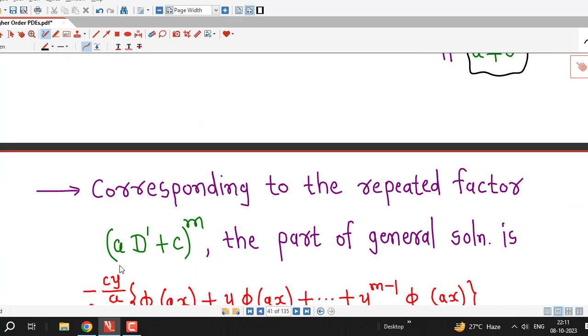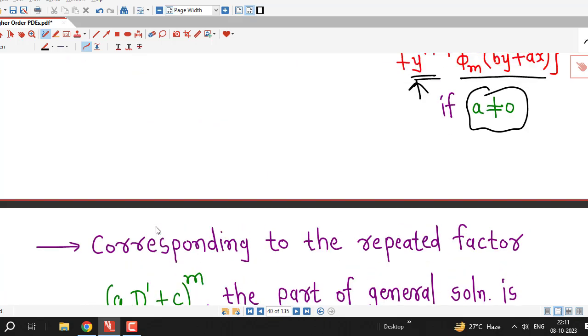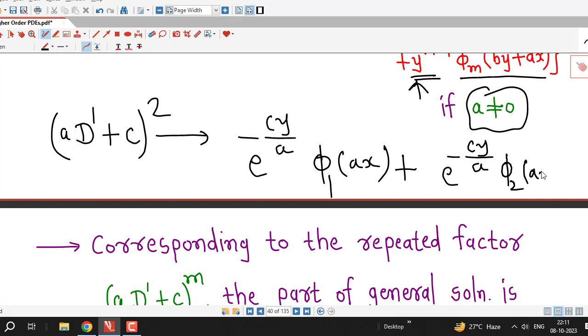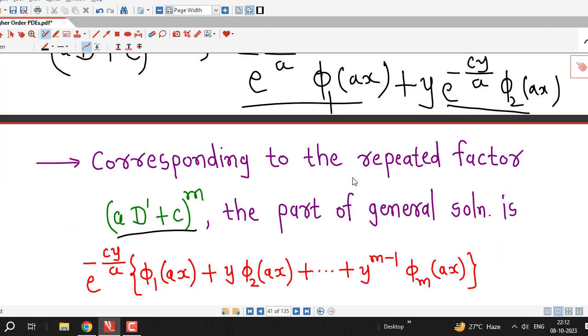Similarly, if we have this type of linear factor ad dash plus c, if you recall, we have seen that corresponding to ad dash plus c, the part of general solution is e raised to minus cy over a times an arbitrary function of ax. Now suppose this is repeated 2 times, then we will write another same function e raised to minus cy over a times another function of ax, but here we will multiply by y to make these two linearly independent.